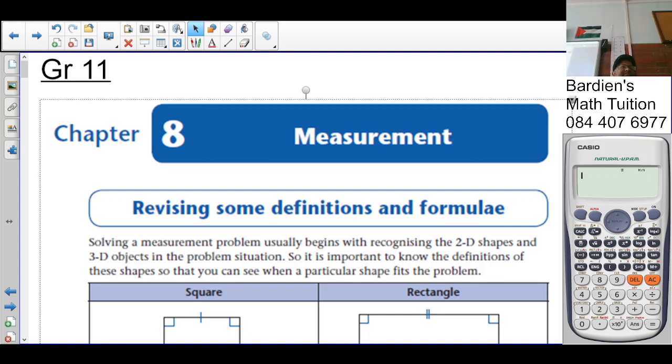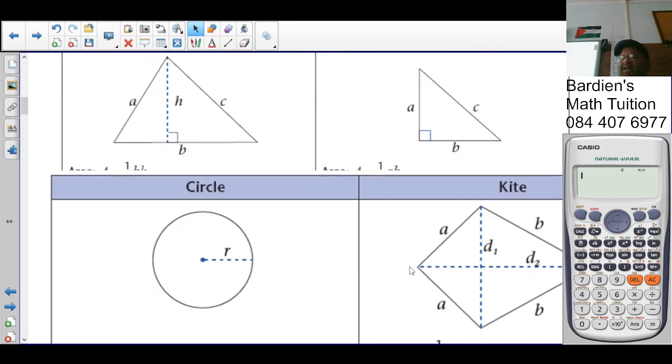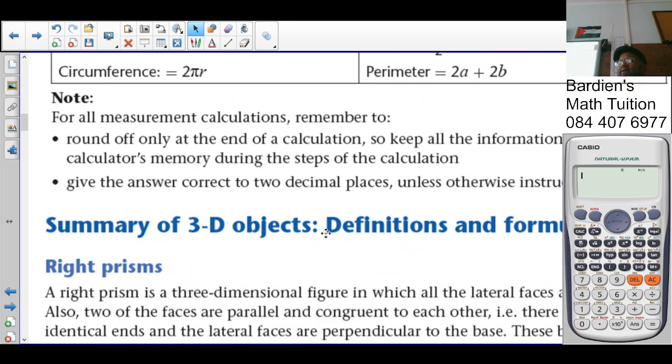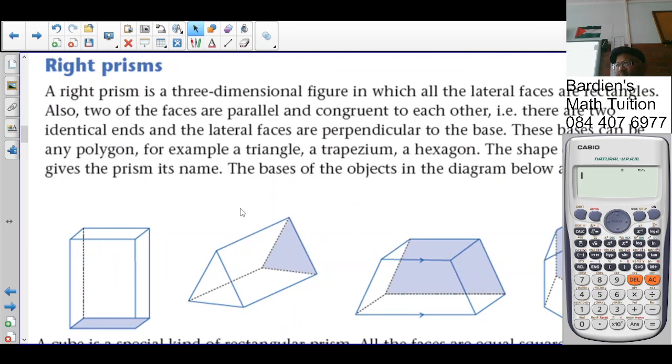Okay, good morning class. So today we're looking at the last lesson on measurement, hopefully. Before we go into the revision exercise, the revision exercise is due for tomorrow. It's a fairly short exercise. Wrapping up measurement, okay?